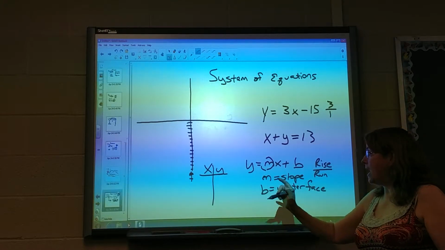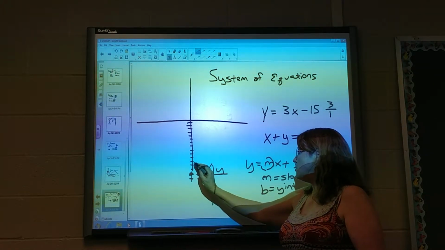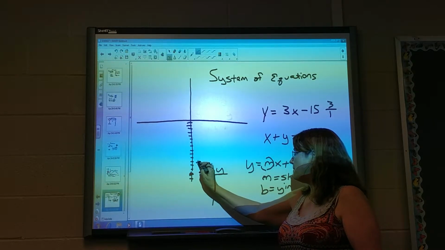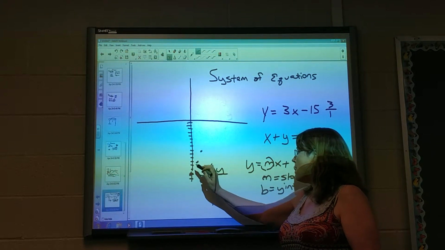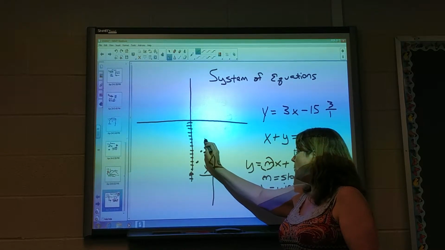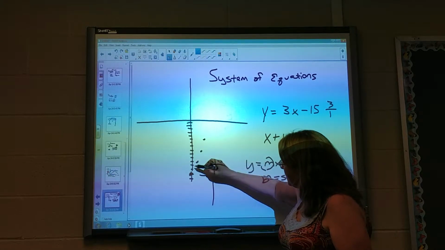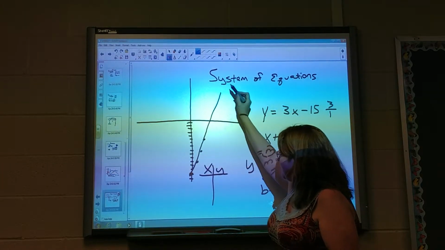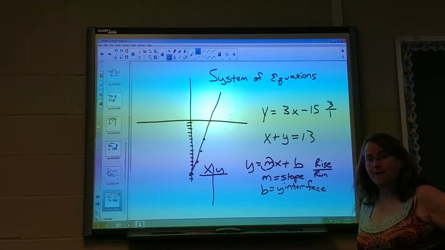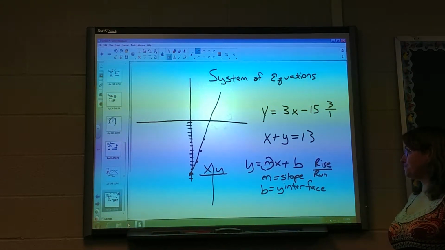I have a point and then I have a slope. So I'm going to go uphill because it's an uphill slope. 1, 2, 3 up over 1. 1, 2, 3 up over 1. 1, 2, 3 up over 1. If I had drawn it perfectly, that would keep going and going, and that would be that slope. And it would go up there.